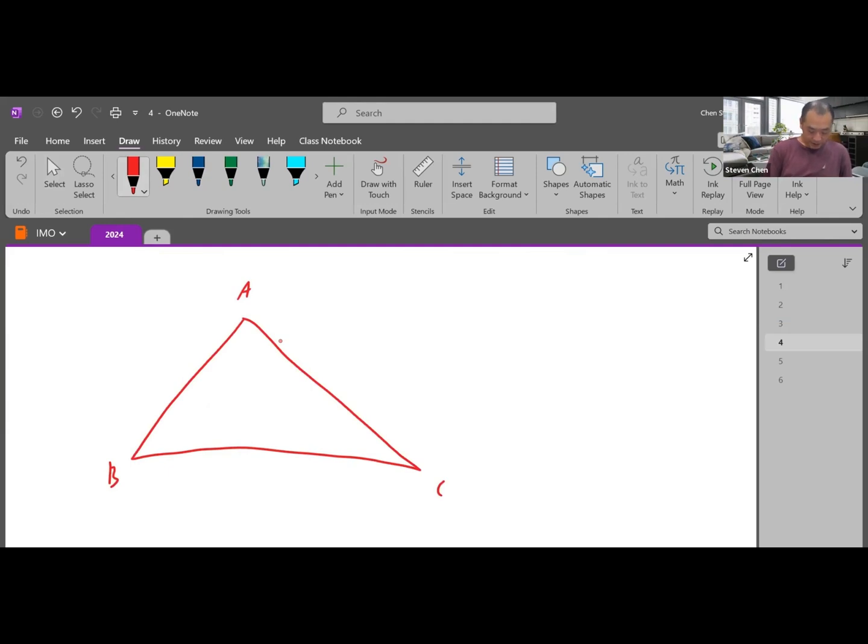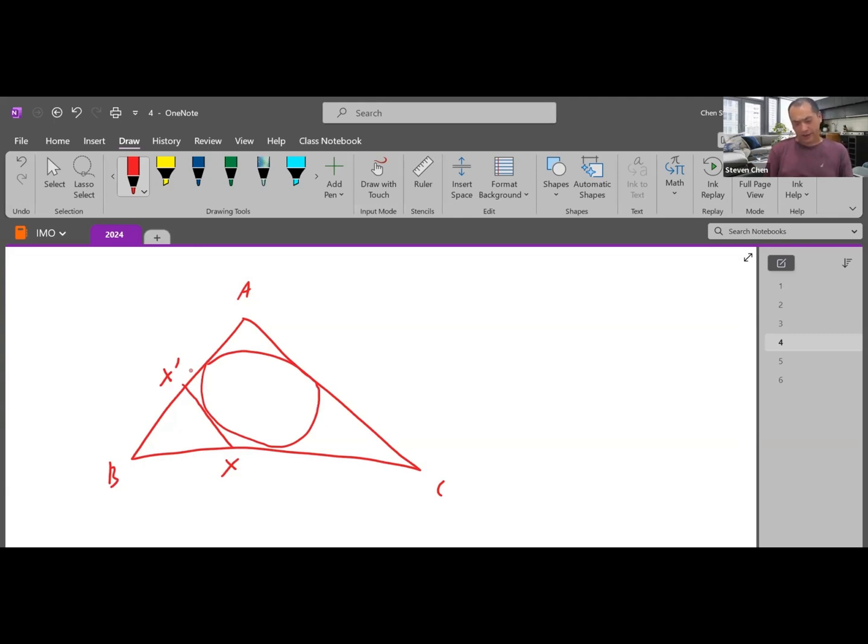Now let's look at this diagram. This is the incircle, right? So we need to introduce this tangent, X prime X, parallel to AC. Okay.